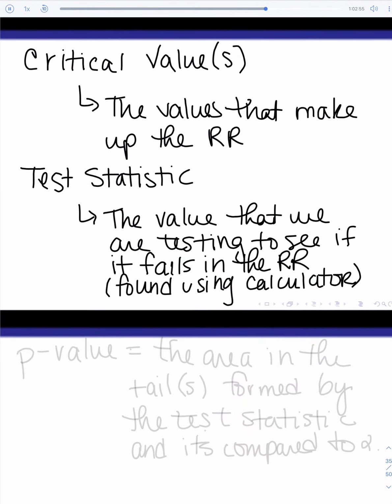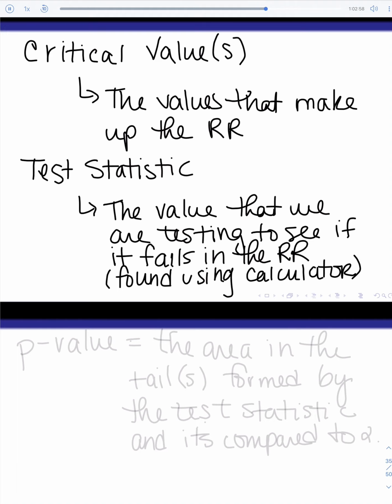And the other thing that you might see is the term p-value. P-value is the area in the tail or tails formed by the test statistic, and it's compared to alpha.